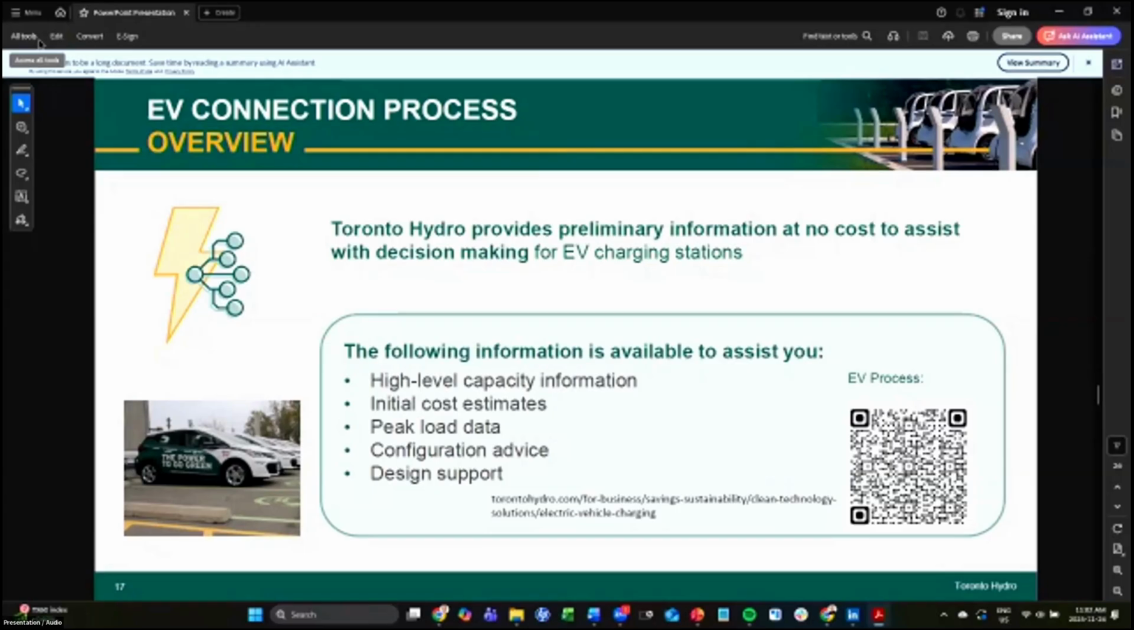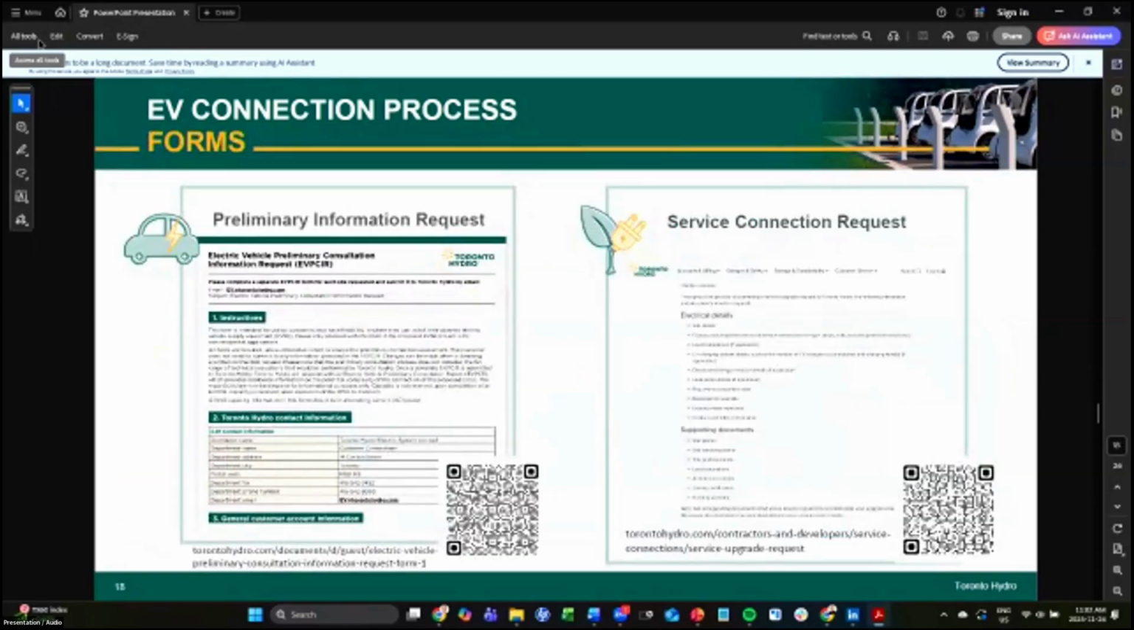And it's also a process that has been set by the Ontario Energy Board, so it should be consistent across all utilities in Ontario. So again, there's forms and things to fill out to start that process.